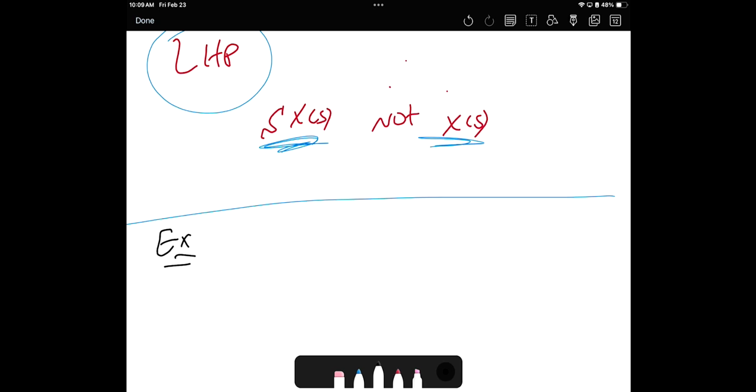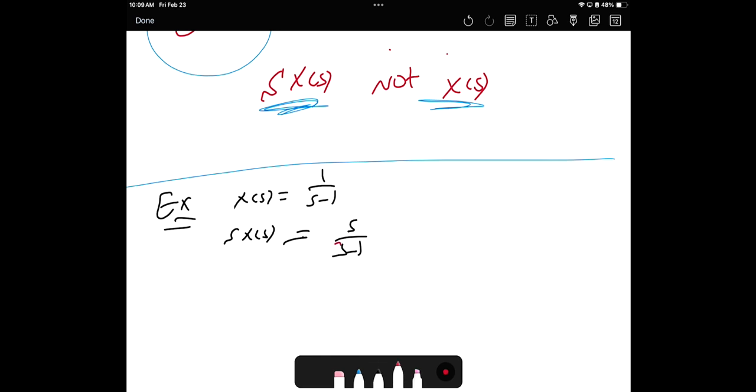Example: we have X of s equals 1 over s minus 1. Now s X of s will be s over s minus 1. Is this correct? Yes, that's correct. Then look at the poles, related to the roots of the denominator. Here, s minus 1 equals 0, therefore s equals 1. This is positive, so it is on the right half plane.